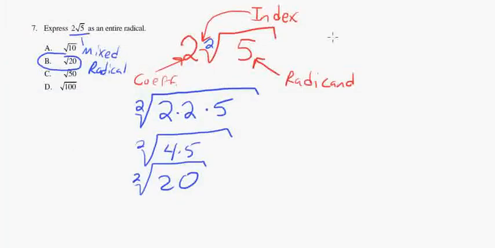So again, the index tells us how many times we put the coefficient into the radical.